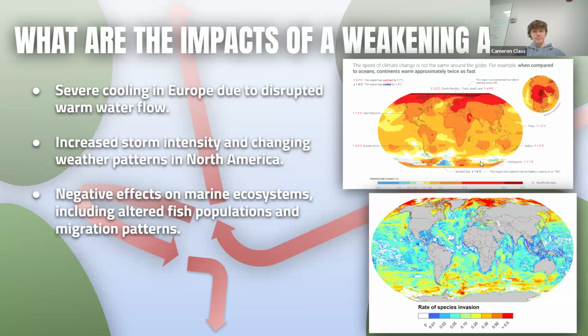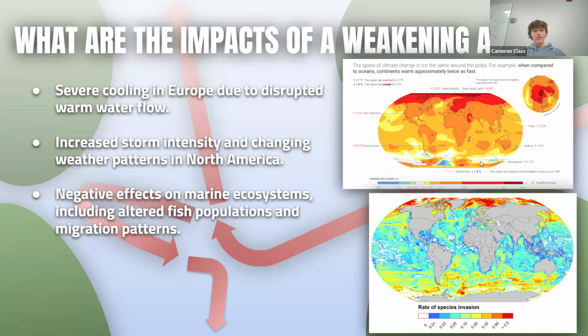Impacts of a weakening AMOC. The effects of a weakening AMOC are far-reaching. Europe would likely see significant cooling, especially in Western Europe, where the AMOC currently brings warm water and air. In North America, we'd see increased storm intensity, including more frequent and powerful hurricanes. There'd also be unpredictable shifts in rainfall and drought patterns. Marine ecosystems would be deeply affected also. Since many fish species depend on stable temperatures and nutrient flow patterns, their populations and migrations could be thrown off balance. This has a ripple effect across entire food chains and global fisheries.